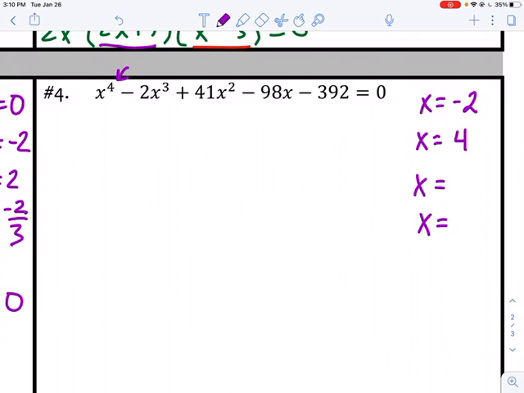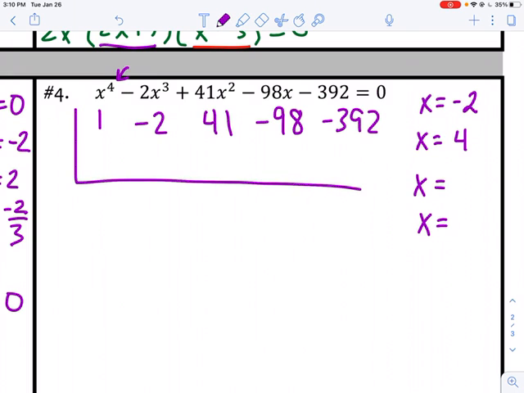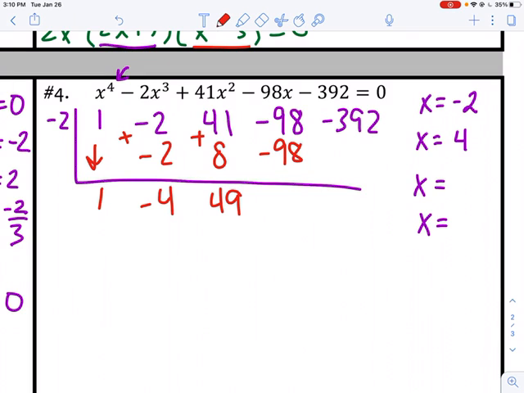So now that I have these, I can divide both of these answers away in order to be left with something I can solve. So I've got 1x to the 4th, -2x to the 3rd, 41x to the 2nd, -98, and -392. And in the box, I'm going to put -2, the first answer I got. So we drop and multiply and add. Multiply and add. Multiply and add. And multiply, and it just so happens it works out really nice.